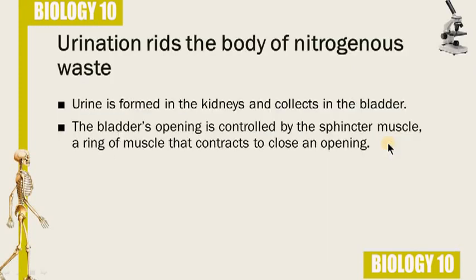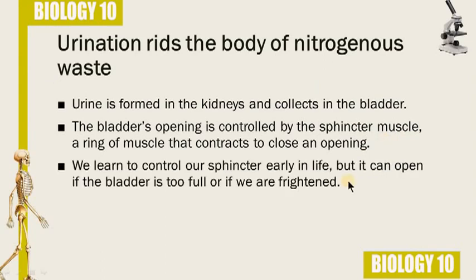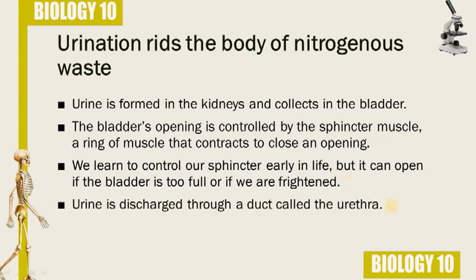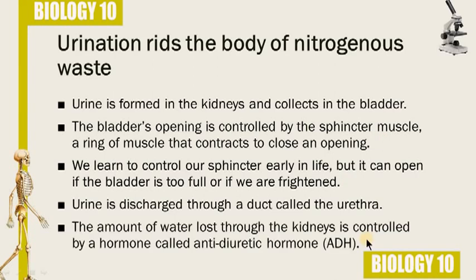The bladder's opening is controlled by a muscle. This muscle contracts and opens. We learn to control this muscle early on in life. When the urine is ready to be discharged, it will pass through the urethra. The amount of water which is lost is controlled by antidiuretic hormone, otherwise known as ADH.